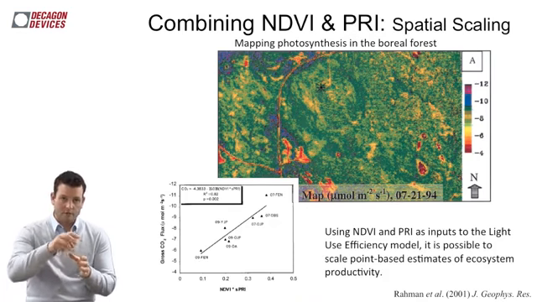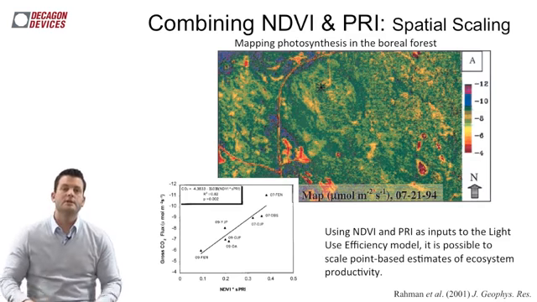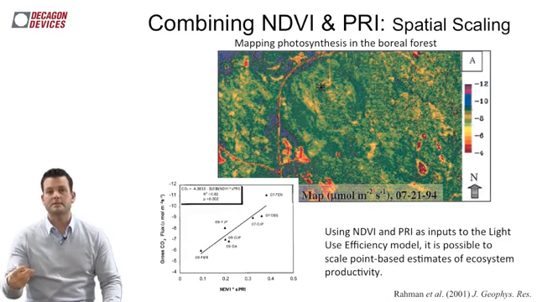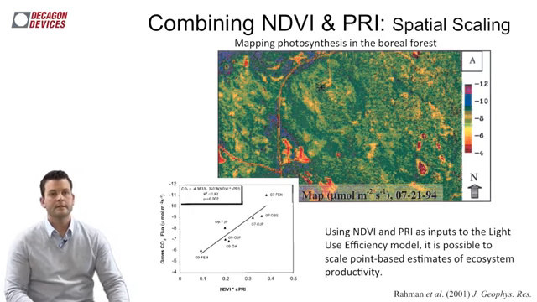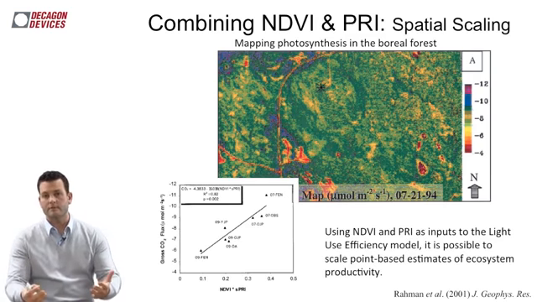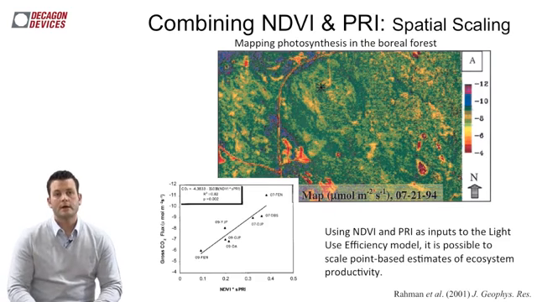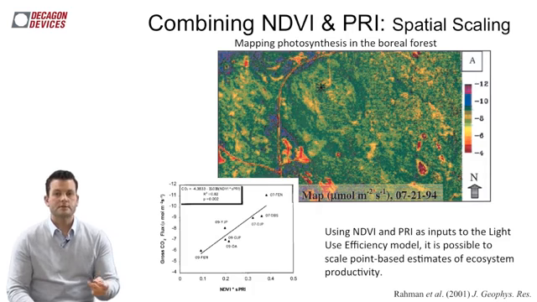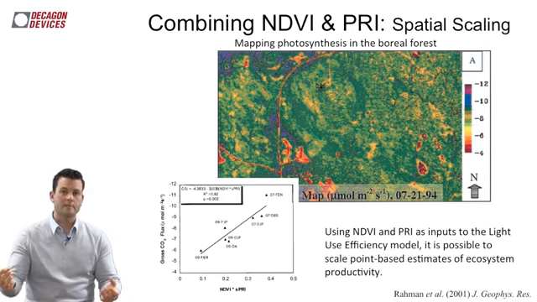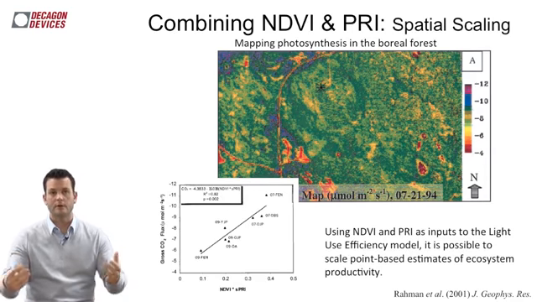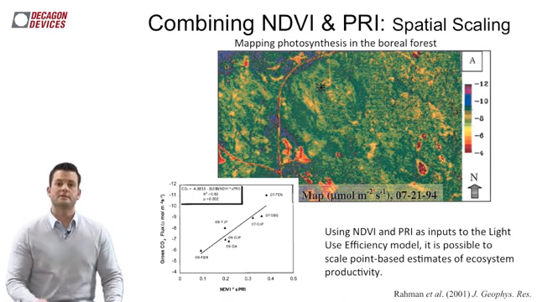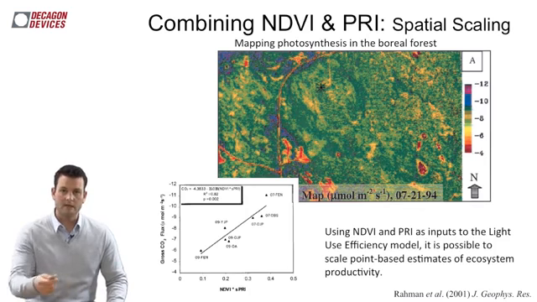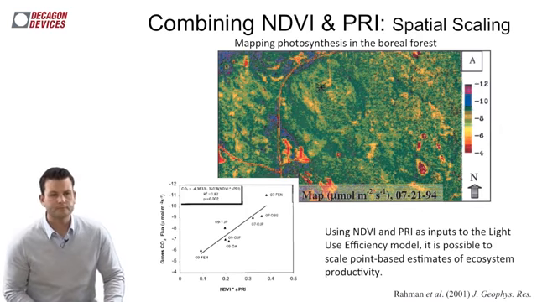And then for each pixel or each location within the image, they can actually extract an estimate of CO2 uptake or photosynthesis. So even though this is derived from a satellite image, you can imagine that many sensors could be placed across the landscape in order to derive something very similar, or at least get a sense of what the spatial heterogeneity in photosynthesis is using this combined NDVI-PRI approach.